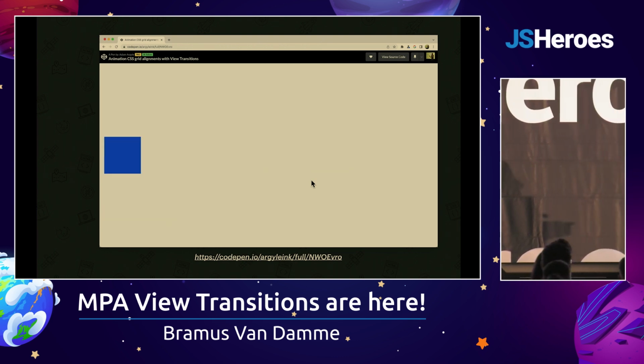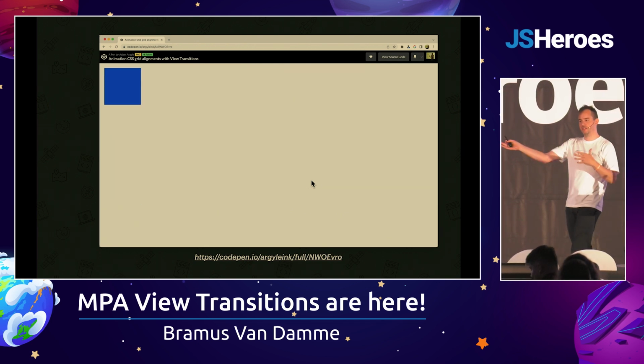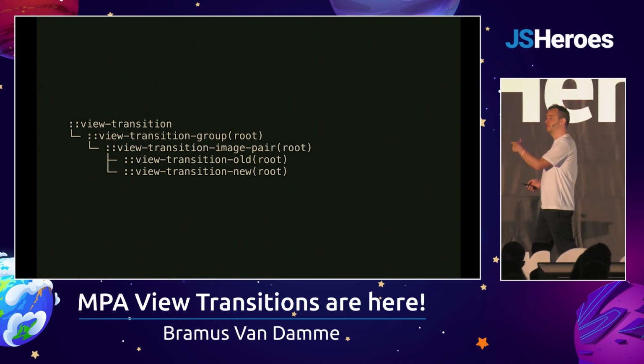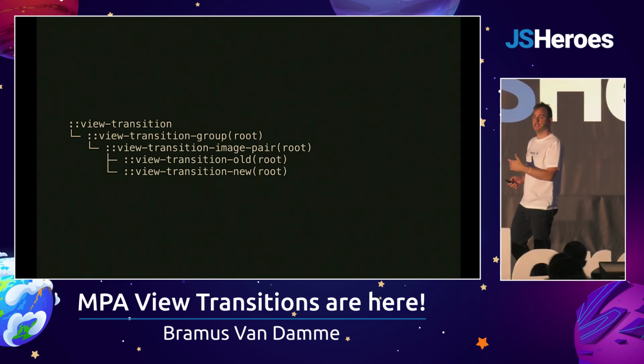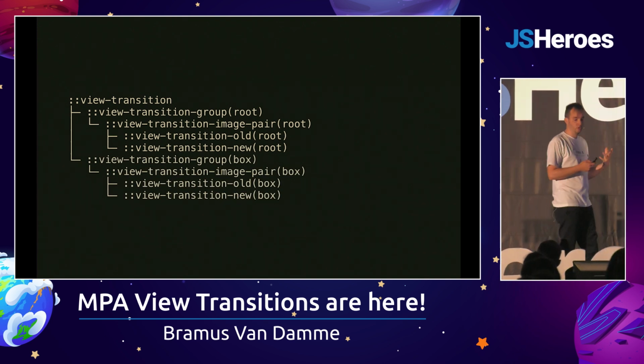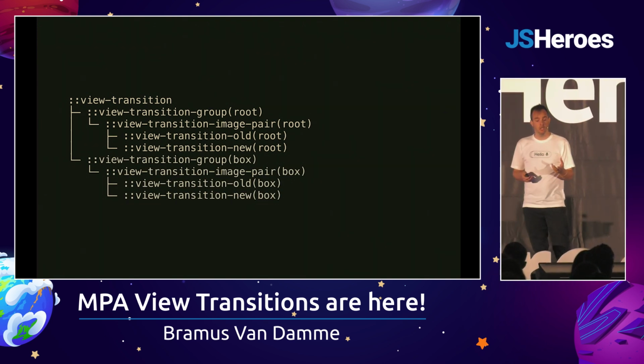Every time you click, the alignment gets updated, document.startViewTransition captures all the stuff, and things move around on the screen automatically. So looking at our pseudo tree, before we had this one with the root stuff injected on it, well, right now our pseudo tree looks something like this. We also have a separate group image pair and all the new snapshots of that blue box.